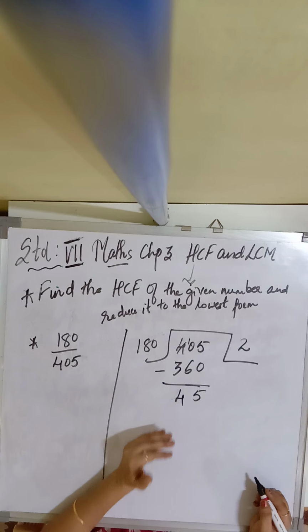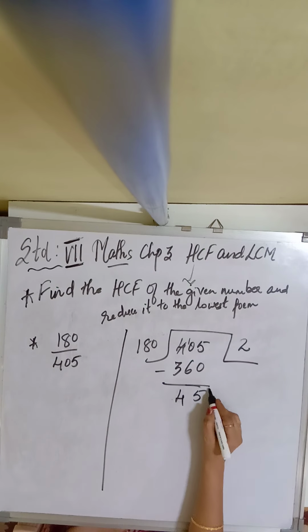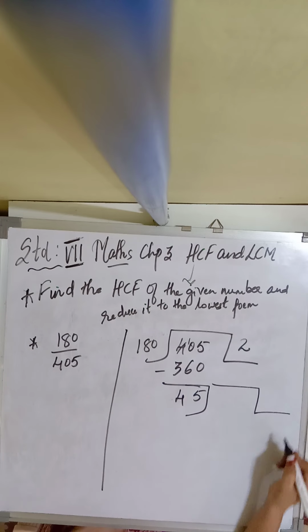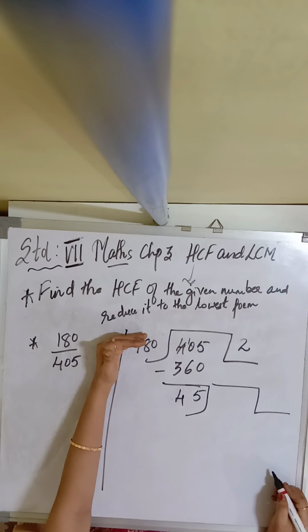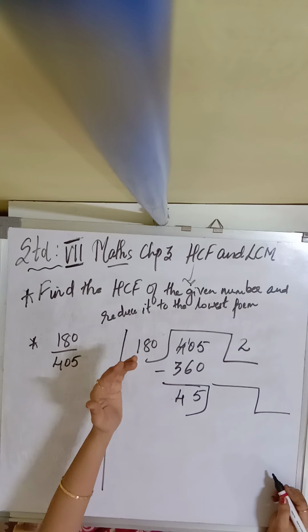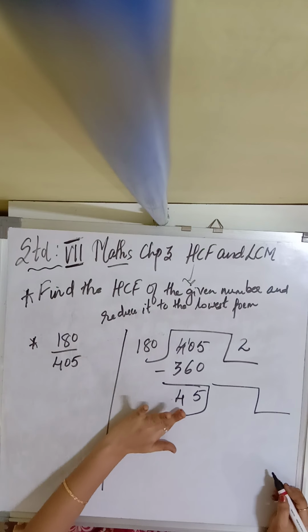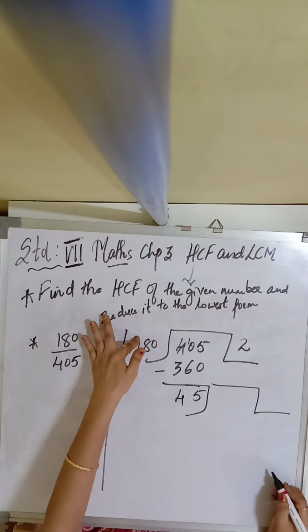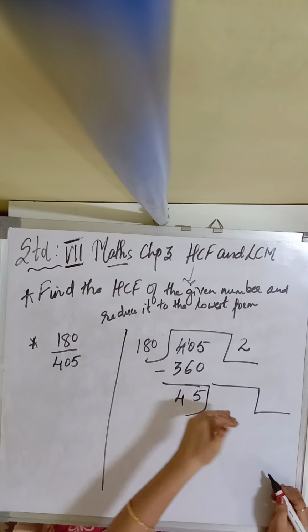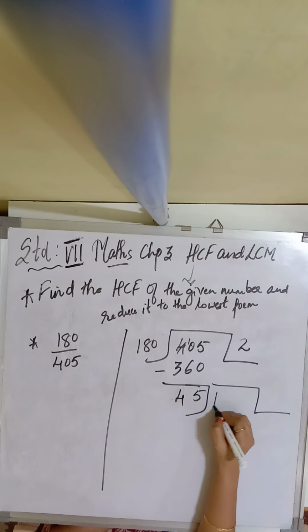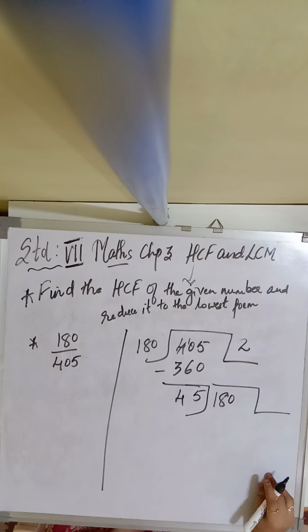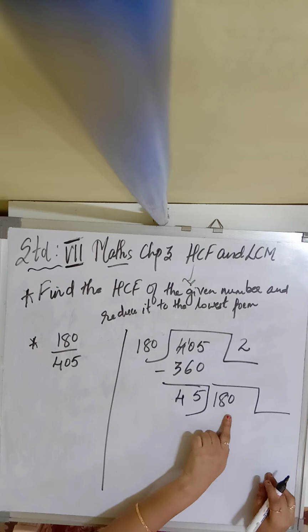Okay children, now the second step. You write the previous divisor again. Listen carefully, children. Your previous divisor above 45, which number is there? 180. That will become your dividend. So 180 will be your dividend now.